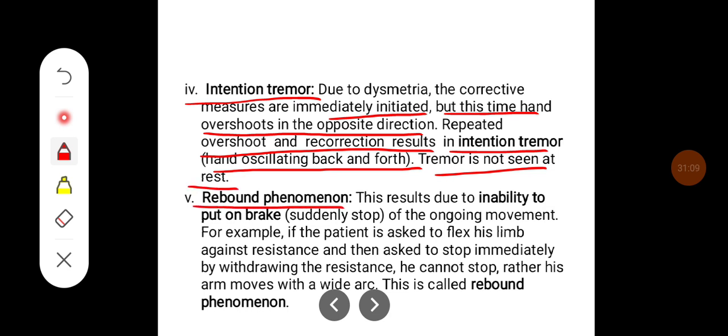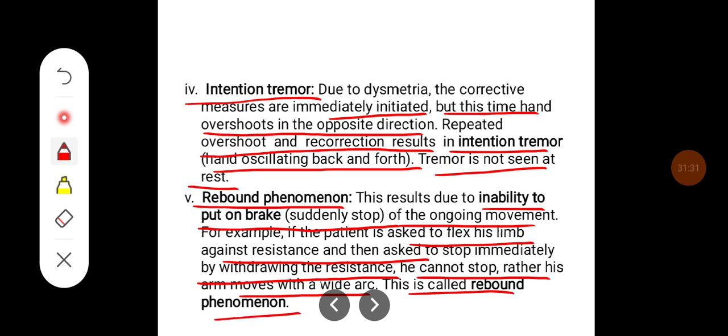So there can be rebound phenomena. This results due to inability to put on brake or suddenly stop on ongoing movement. For example, if the patient is asked to flex his limb against the resistance and then asked to stop immediately by withdrawing the resistance, he cannot stop. Rather, the arm moves with the wide arc. So this is called as rebound phenomenon.